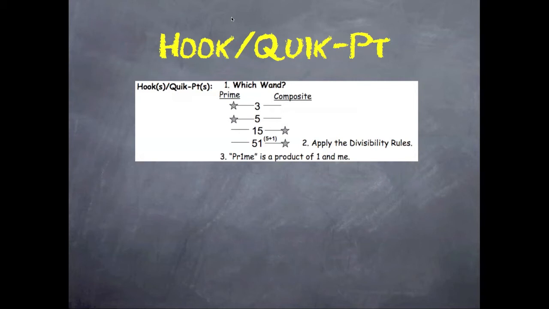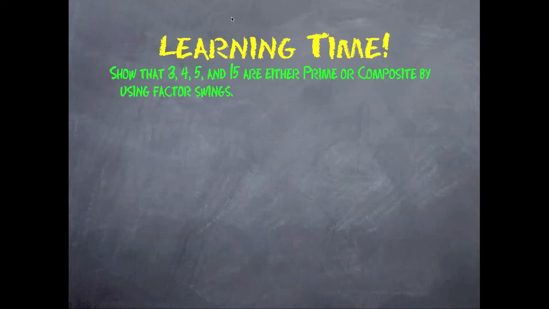Another thing to know is that divisibility rules can be used for finding if a number is prime or composite. So another thing to note is PR1me means prime is a product of 1 and me. It's an easy way to remember that a prime number only has two factors. So, let's use our mouse pointer as a pen to do our examples. So, we need to show that 3, 4, 5, and 15 are either prime or composite by using factor swings.